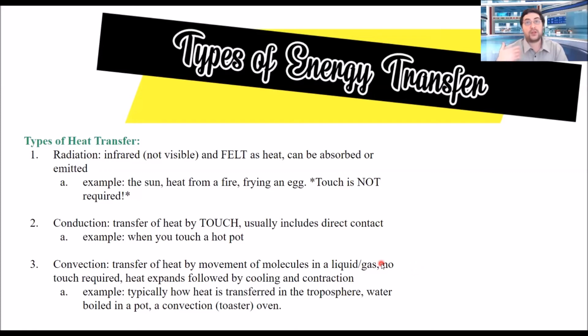And so we want you to detect the heat through convection rather than conduction, because it's not as efficient in its transfer of energy as conduction is, because that's direct contact.